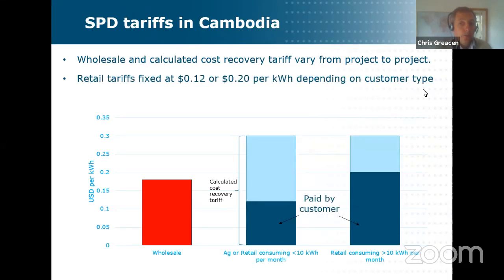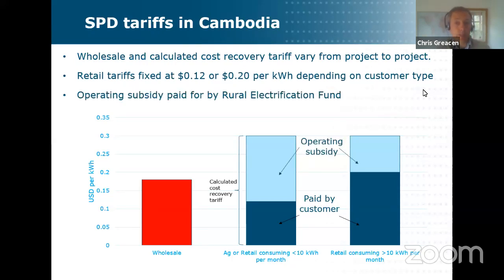The government requires, though, that all SPDs charge retail customers the same tariffs. This is 450 reals, or about 12 US cents, for customers that are either agricultural loads, like water pumping, or that are small customers that use less than 10 kilowatt hours per month, quite a small amount. They charge 800 reals, or about 20 US cents per kilowatt hour, for retail customers who use more than 10 kilowatt hours per month. And the gap between the retail tariffs paid by customers and the calculated cost recovery tariff is paid out of this rural electrification fund. And the fund gets its money from cross subsidies that are paid for by urban customers in Phnom Penh or major cities in Cambodia.